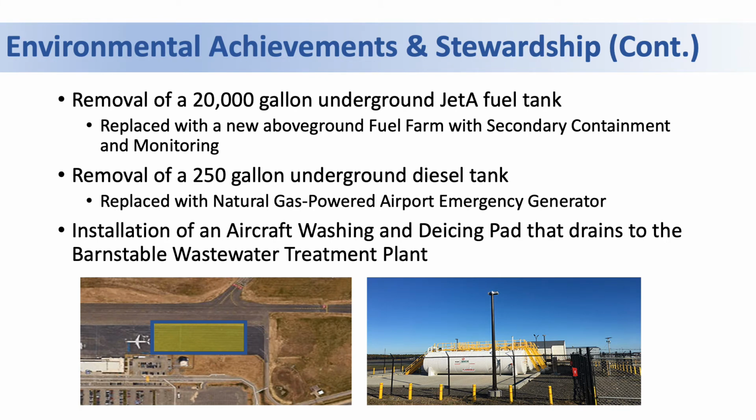Additionally, the airport removed a 20,000-gallon underground Jet A fuel tank. This fuel tank was replaced with a new above-ground fuel farm system with secondary containment and 24-hour monitoring systems. We also removed a 250-gallon underground diesel tank. It was replaced with natural gas, and this system powers the airport emergency generator. Lastly, the airport installed an aircraft washing and de-icing pad. When in use, the de-icing pad and aircraft washing drains to the Barnstable wastewater treatment plant.